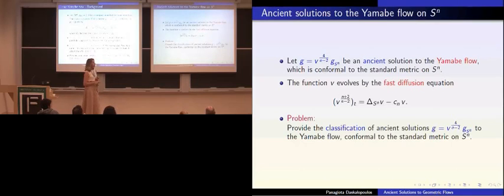Now, from the PDE point of view, you have a nice PDE, and if you restrict to the conformally flat case, or the case where you have a metric on Sn, you can write it in this nice form. So you have a fast diffusion equation where this is a critical exponent on the sphere. This is the simple case where you have the Yamabe flow on Sn, on the sphere, and not on any manifold. And we would like to ask which are the ancient solutions of the Yamabe flow on the sphere. Of course, you can ask the same question on any manifold.